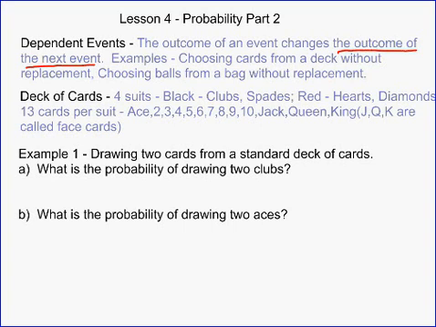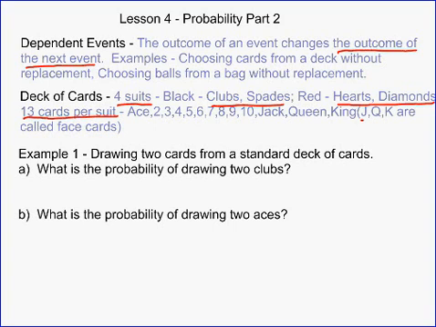If you don't know things about decks of cards, here's a quick review. There are 4 suits. The 2 black suits are clubs and spades. The 2 reds are hearts and diamonds. Another important thing to remember is there are 13 cards per suit. In each suit, each club, spade, heart, or diamond, there's an ace, 2, 3, 4, 5, 6, 7, 8, 9, 10, and then a jack, a queen, and a king.